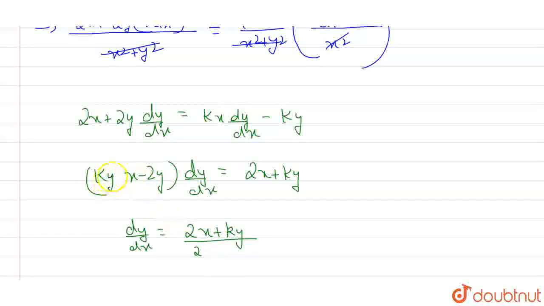Okay, I made a little mistake here. This should not be y, this is only x here. So it is kx minus 2y, so I'll write it down here also. If I remove this, it will become k of x minus 2y. This is our dy by dx.